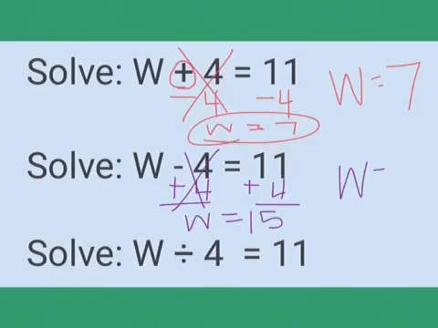So w equals 15. Now today we are going to learn how to use the inverse operation of multiplication to solve for equations when it uses division. So go ahead and click to the next slide to see our first example.